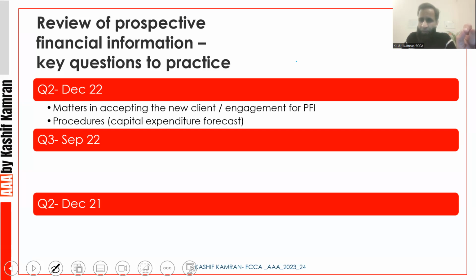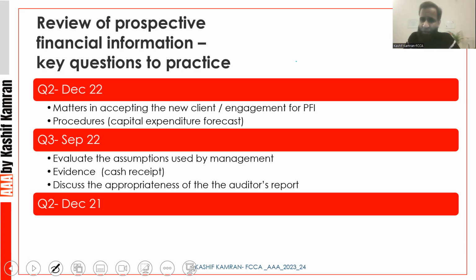From question 2 of the December 22 exam, you will get to know the methods in accepting the new client and engagement for PFI. The client was new in December 22, so you were accepting a new client as well as accepting an engagement from the new client. So both things were there in December 22, and procedures on capital expenditure forecast. Then in the September 22 paper, you had evaluate the assumptions used by management. You had evidence, not procedures, evidence on cash receipt, and then you have discussed the appropriateness of the audit report on review of prospective financial information.